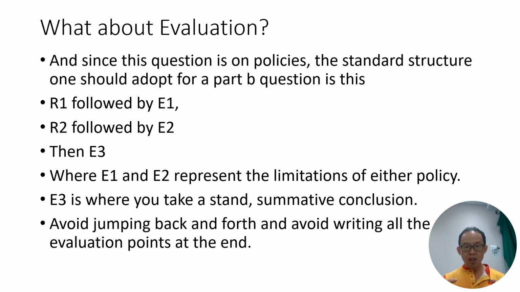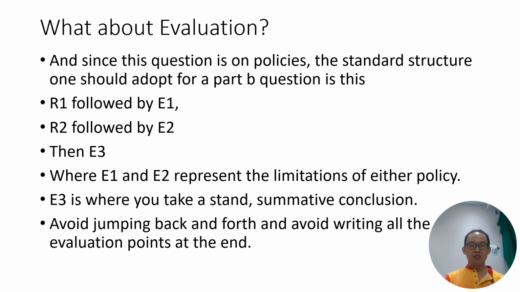Once you are done with that, you should move to R2, which is supply side policies to manage the external developments, then followed by E2, which are the limitations of supply side policies to manage the external developments. Then finally, E3 is where you take a stand. You take a summative conclusion where you take a stand. Is GRAMA likely to be the best policy, or is it supply side policy, or maybe we need a combination of both?